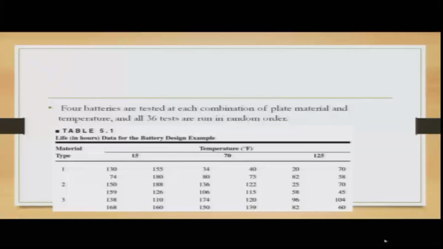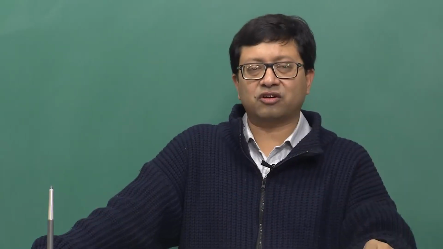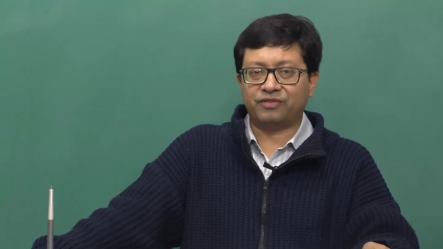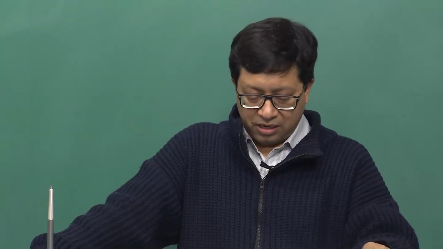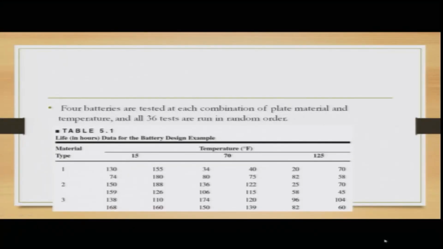The 4 batteries are tested at each combination of the plate material. So now there are 4 batteries. If you remember, in the other example of the etching problem, for each such etching treatment there were 5 different samples, the sample size. Table 5.1 shows the life in hours data from the battery experiment. The temperatures are given in the topmost row, which is 15, 70 and 125 degrees centigrade or Fahrenheit, and the material types are given as 1, 2, 3.